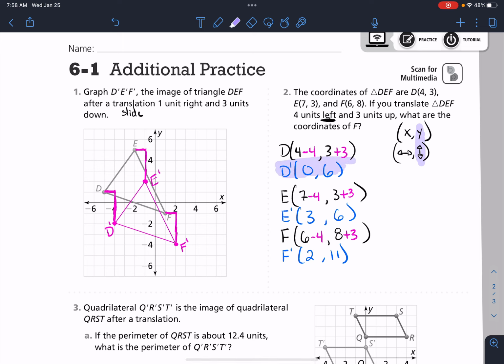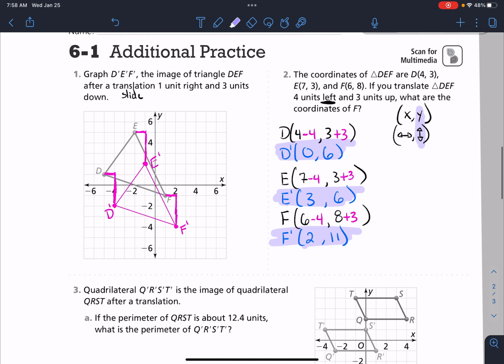If you had it on a graph, this is where these coordinate points would then end up if you went 4 units to the left and 3 units up. So you can do it with a graph and you can do it without a graph. The expectation is the same. You should be able to do both.